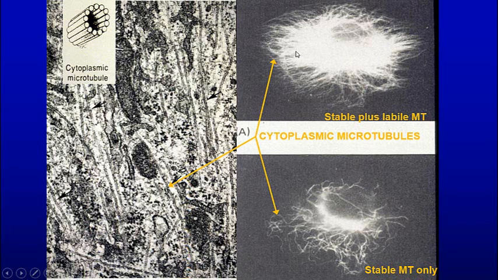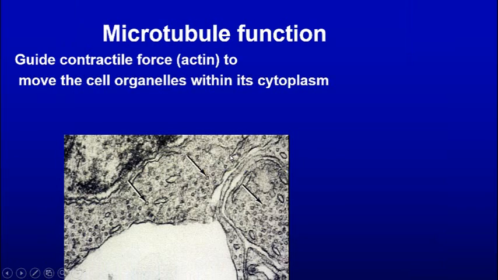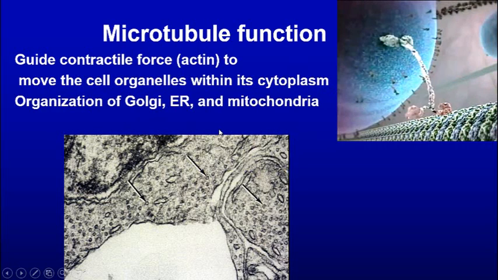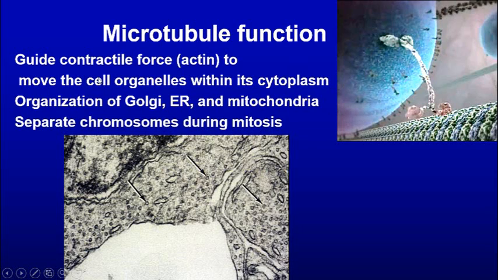So we see microtubules here, here, and here. The function of microtubules is to direct the contractile force. They use actin as the main contractile protein, but it's directed by microtubules. So they direct where the cytoplasm will go. And here we can see another thing that they do: they transport vesicles and move organelles along the way.